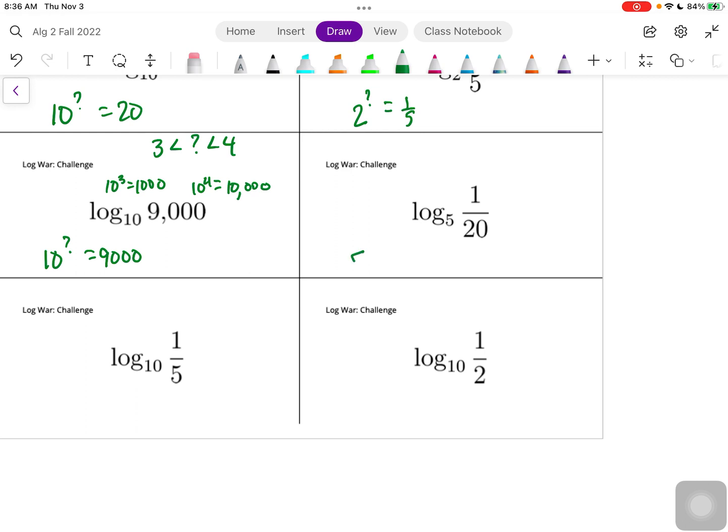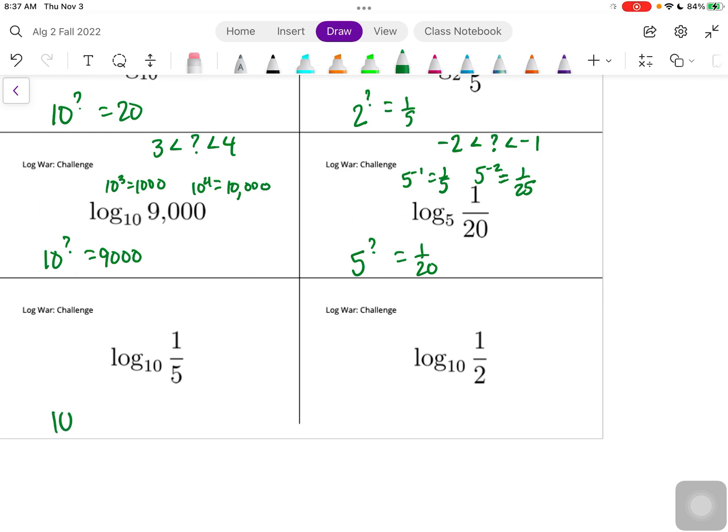All right, then we have 5 to the what is equal to 1/20th. So again, we do 5 to the negative first is 1/5, which is larger than 1/20th, and then 5 to the negative second is equal to 1/25th. Sorry, for some reason I was multiplying 2 times 5. That is not what we do. So that's 1/25th, and that is a little smaller than 1/20th. So we know it's going to be somewhere between -2 and -1.